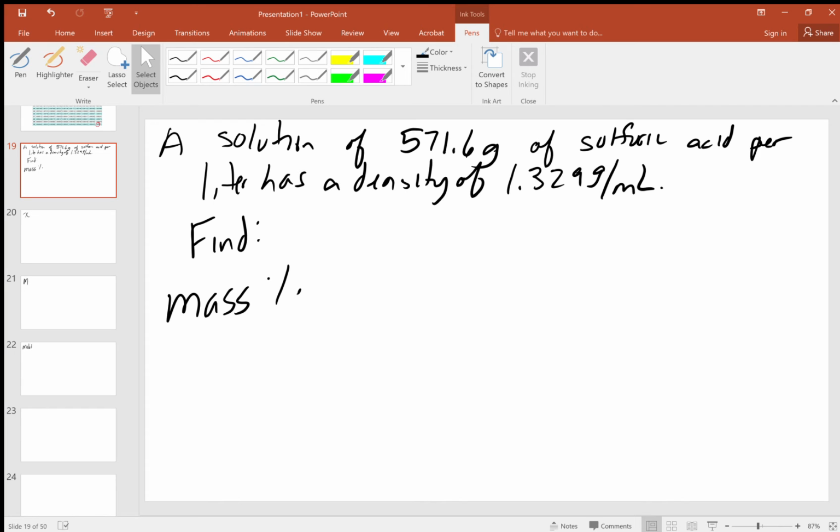Alright, so we have a solution that's made up of 571.6 grams of sulfuric acid per liter of water. And what I want you to find are the mass percentage, the mole percentage, the molarity, and the molality. So initially it might not seem like we have enough information to do this, but let's see what happens.